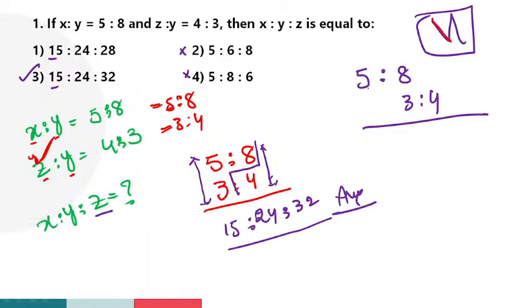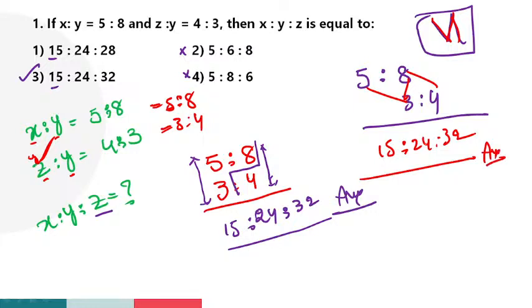Right. First line, 5 threes are 15. Next, second line, 8 threes are 24. And next, third line, 8 fours are 32. Any cancellation? No cancellation అండి. The final answer here is 15 is to 24 is to 32.